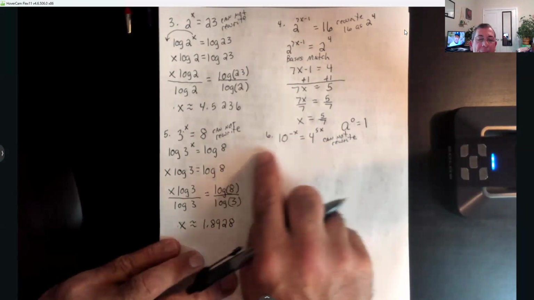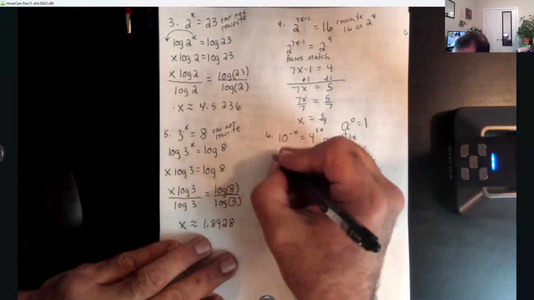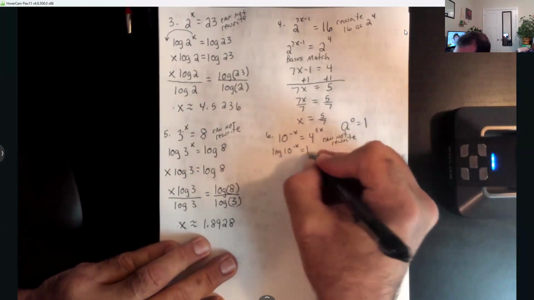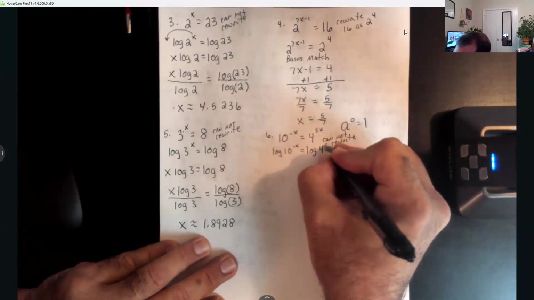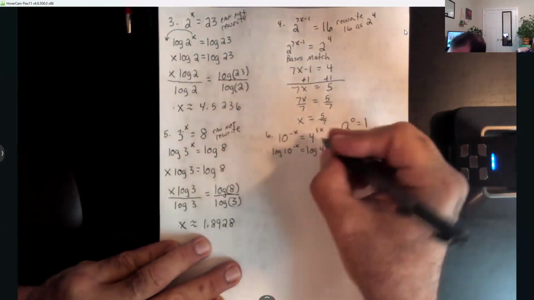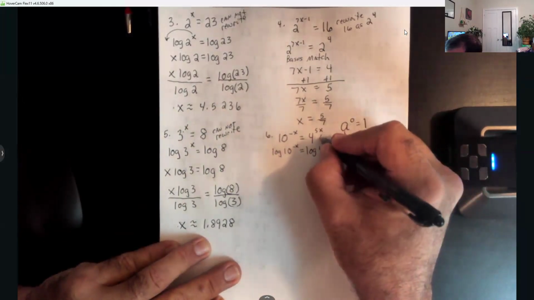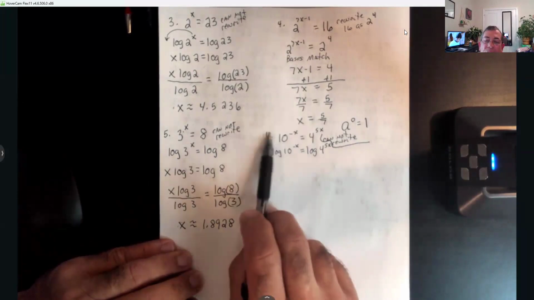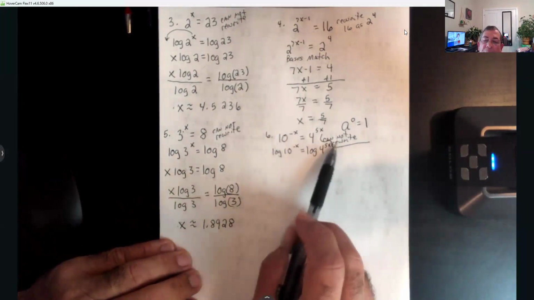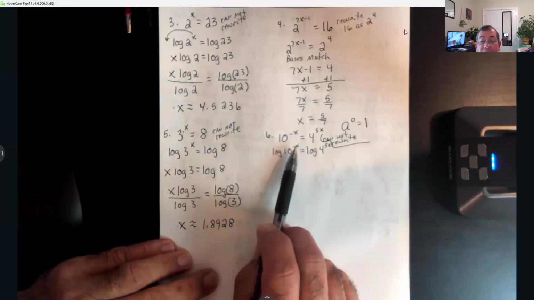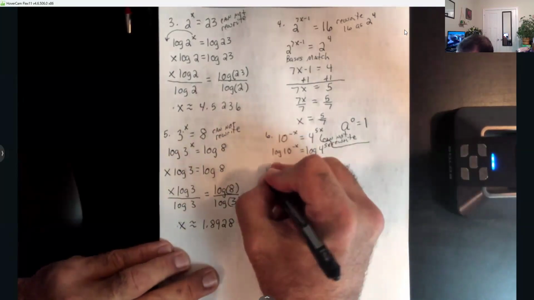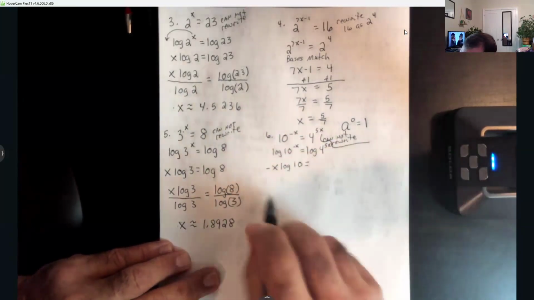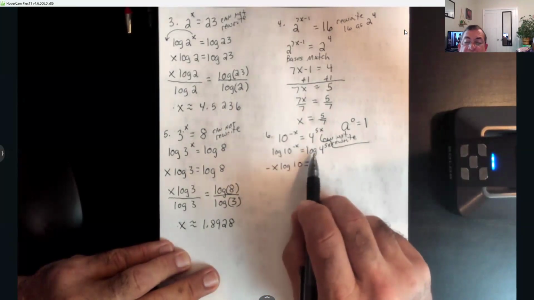So since I cannot rewrite, I'm going to take a log of both sides. Log of 10 to the negative x equals log of 4 to the 5x. All righty, so all I did was take a log of both sides, but that lets me bring the exponents down on both sides. So the left side, I'll get a negative x log 10. That'll equal the right side, 5x log 4.